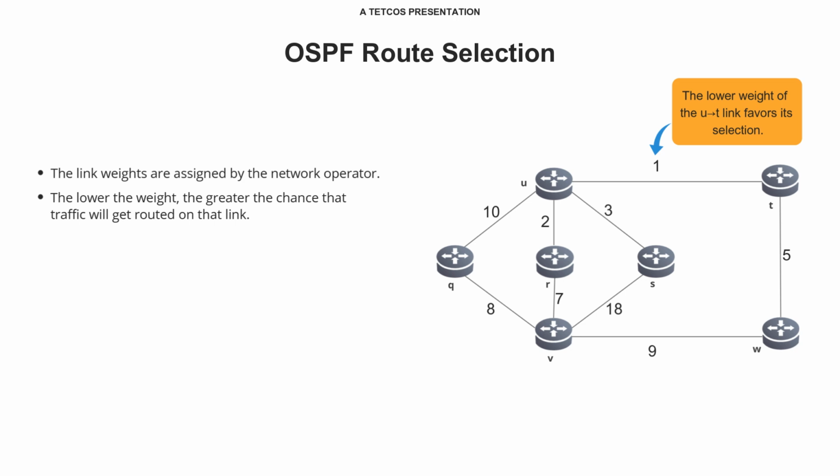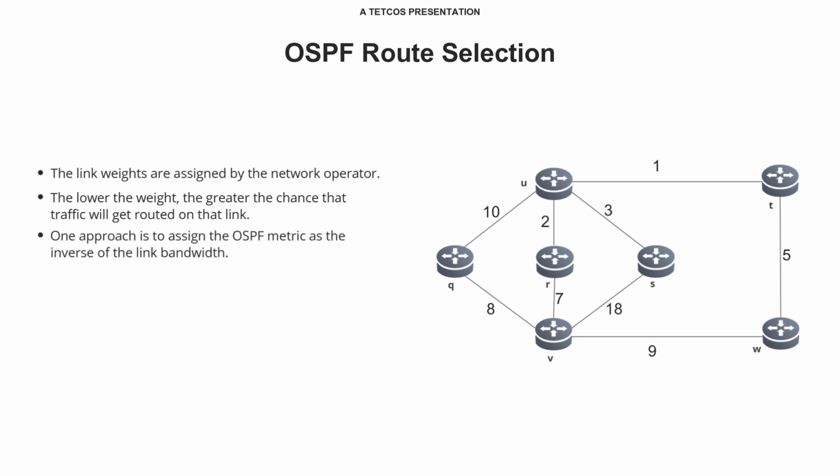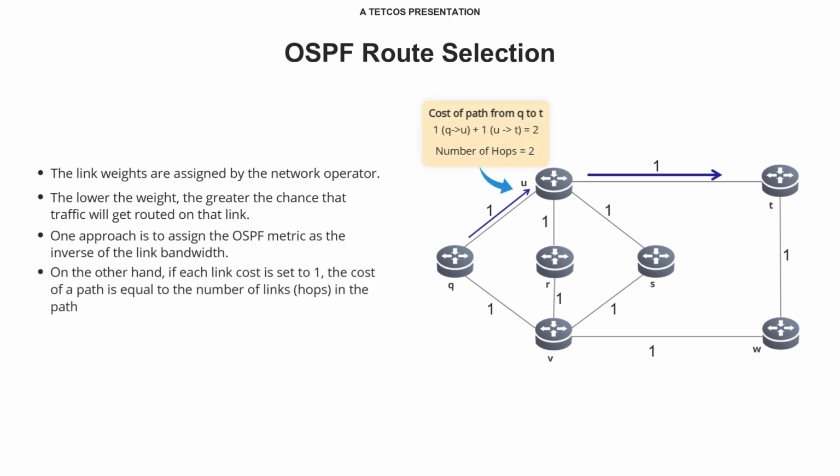The lower the weight, the greater the chance that traffic will get routed on that link. One approach is to assign the OSPF metric as the inverse of the link bandwidth. On the other hand, if each link cost is set to 1, the cost of a path is equal to the number of links or hops in the path.